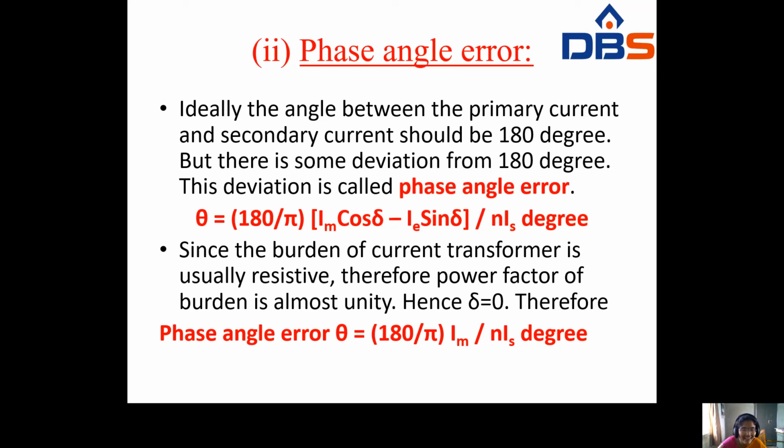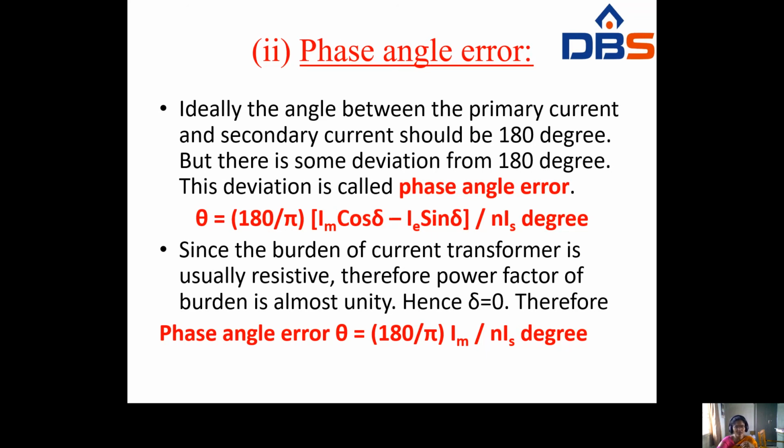You obtain theta equal to 180 by pi times (Im cos zeta minus Ie sin zeta) by (n into Is) degrees. Since the burden of a current transformer is usually resistive, the power factor of the burden is almost unity. Burden is nothing but the load, and mostly the load is resistive. Hence zeta equal to 0.